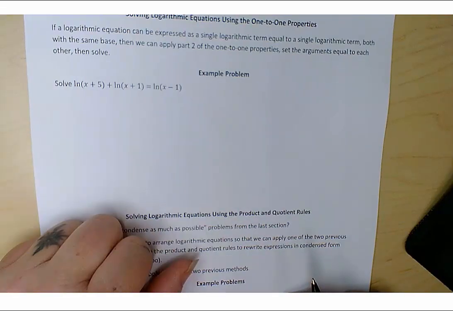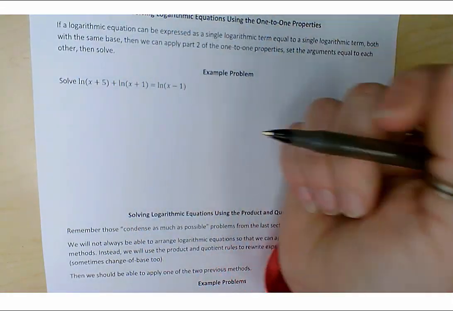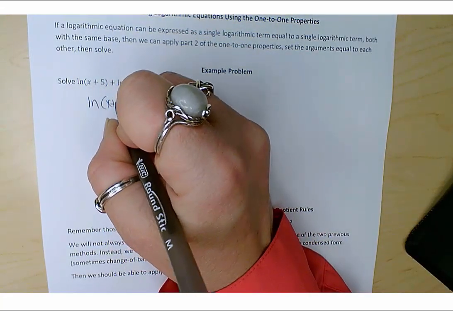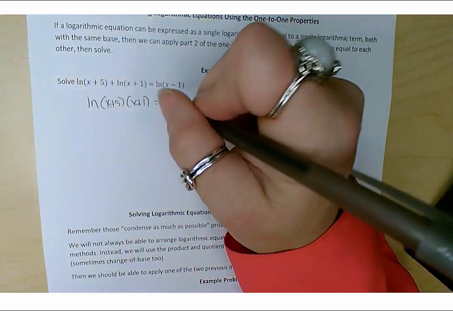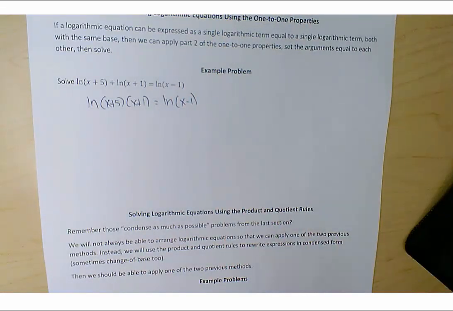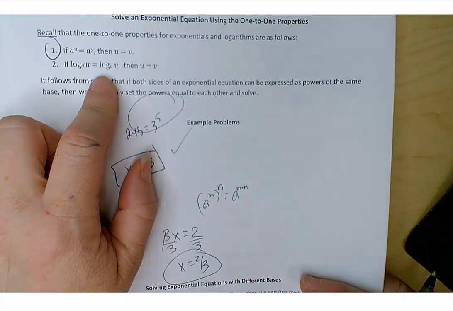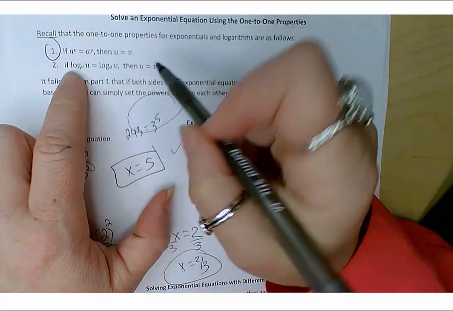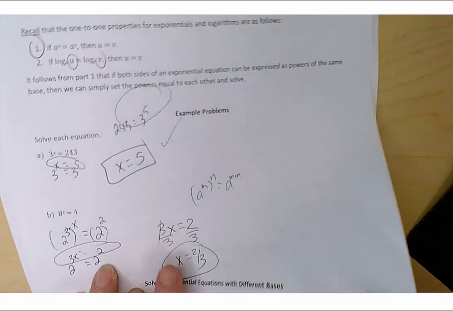If you have multiple logs on one side, you want to use your product, quotient, and power rules to condense that down. Now, we have a plus sign here, which correlates to our product rule for logs that says that we can combine these into a single log by multiplying them together. So now I have ln of (x plus 5) times (x plus 1) is equal to ln of (x minus 1). Once we have a single log on each side, we can go back to our original properties and use the same base rule for logs. The same base rule says that if you have a log on either side with the same bases, you can set their x components equal to each other.